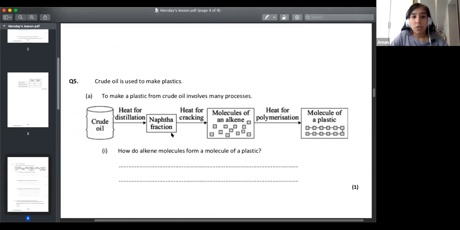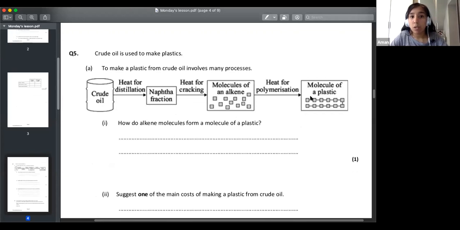Okay, so crude oil is used to make plastics. So we can see the whole process there. So we have crude oil, heat for distillation. It's usually the naphtha fraction, which is then cracked to make molecules of an alkene. Then we heat it for polymerization. How do alkene molecules form a molecule of a plastic? So essentially they're asking you, how does polymerization take place? Now there's a very key answer that you need to give here that all the exam boards want. Does anyone know what the answer is, or why or how alkene molecules make a plastic? Any ideas?